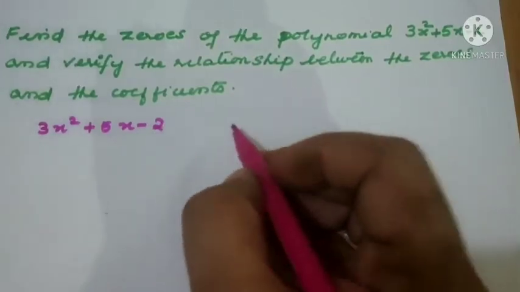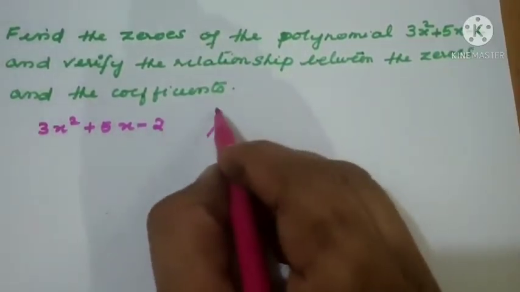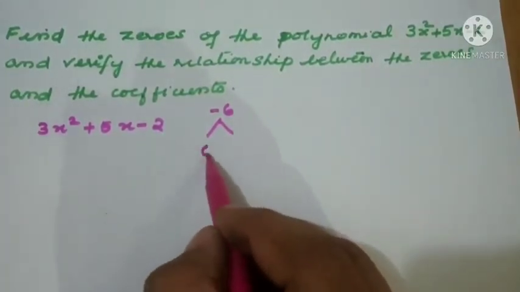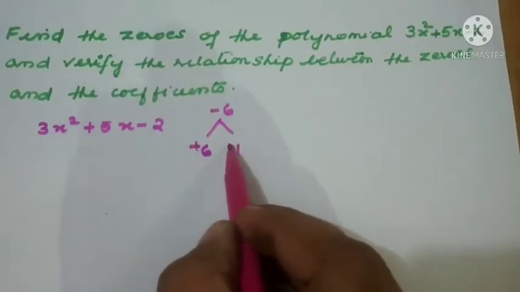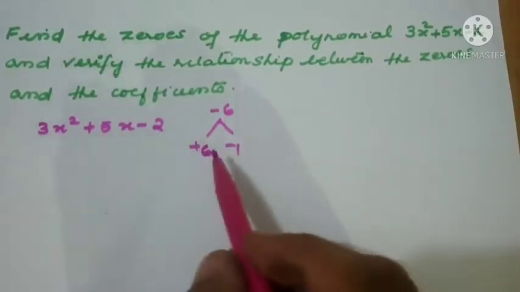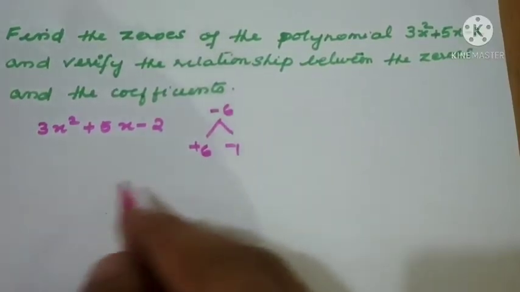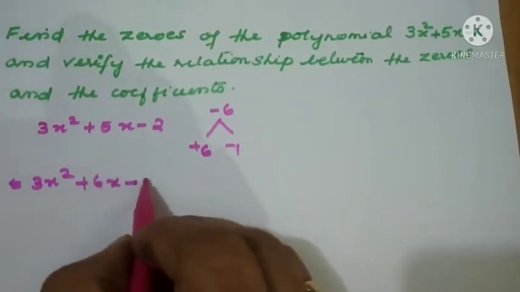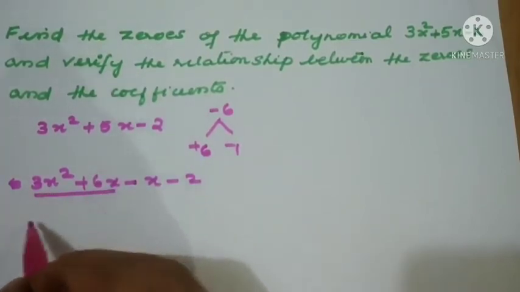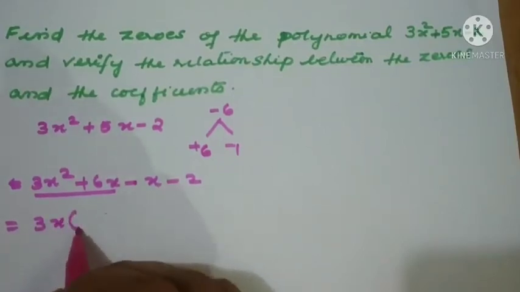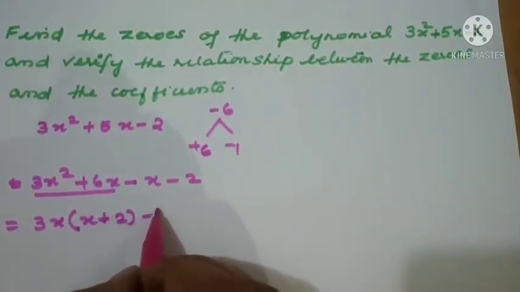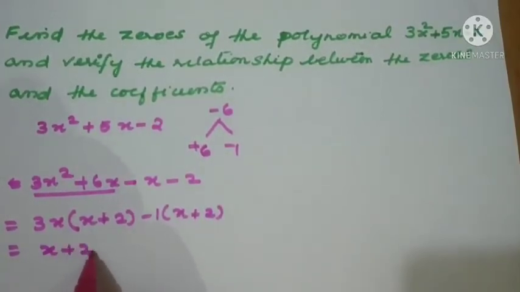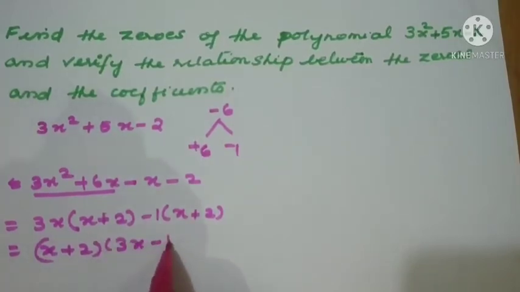So again we require splitting the middle term. The 3 into minus 2 is minus 6, so we should go for the factors of minus 6. That means the middle term: plus 6 and 1 are the factors, so plus 6 and minus 1, that is plus 5. 6 into minus 1 is minus 6 only. So we can write 3x square plus 6x minus x minus 2. What is common here? 3x is common, so x plus 2, and minus 1 is common, x plus 2. So here x plus 2 into 3x minus 1.